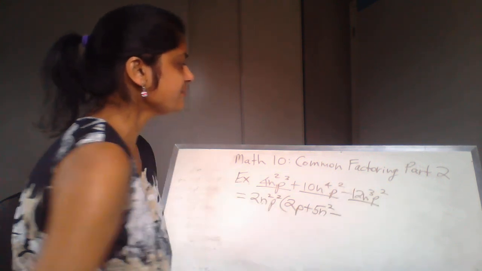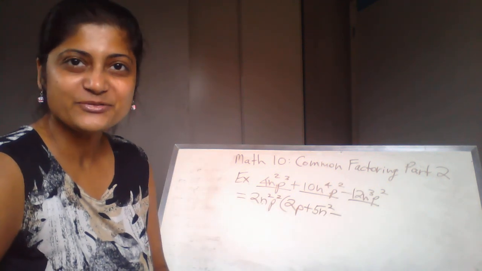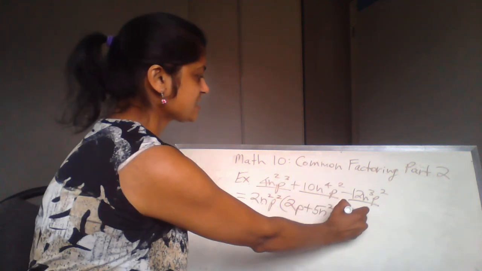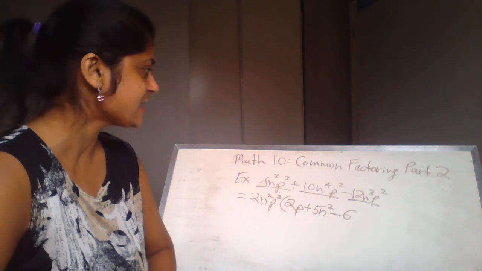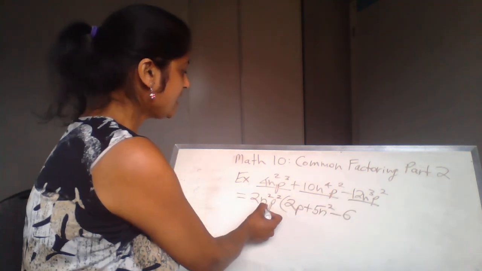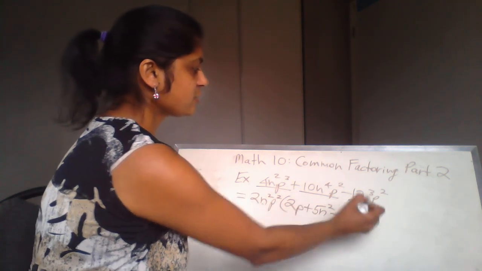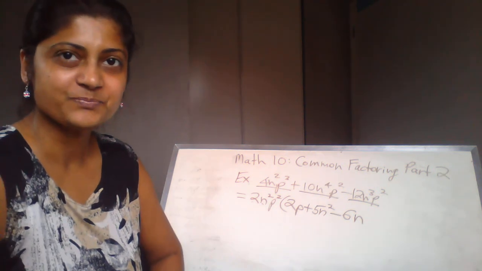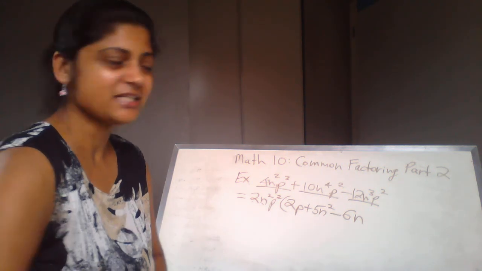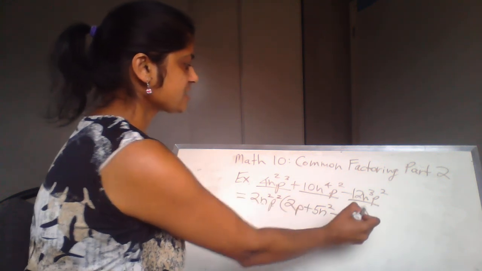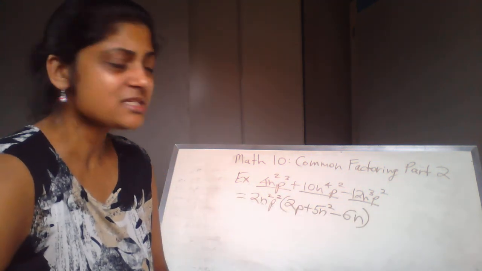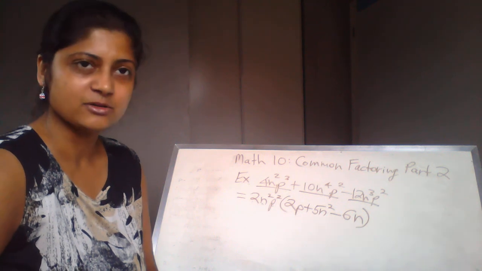Let's try the third term. I'm going to do 12 divided by 2, which is 6. Again, subtract the n exponents. n to the 3 minus n to the 2 is n to the power of 1. And then you do the same thing with the p here. p squared minus p squared is 0, and it's gone. So this is basically going to be my final answer.